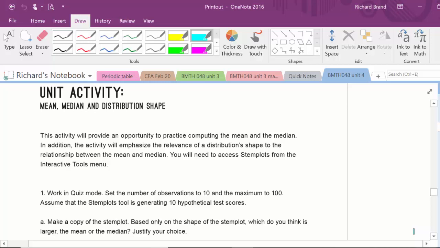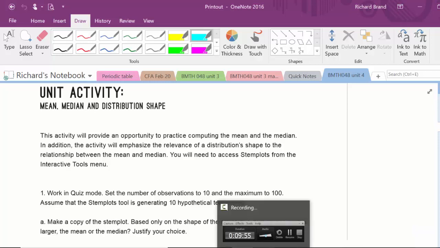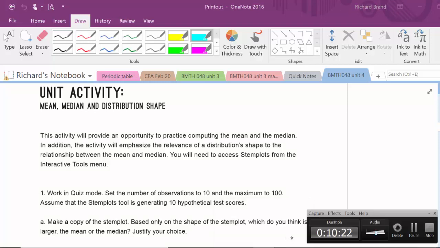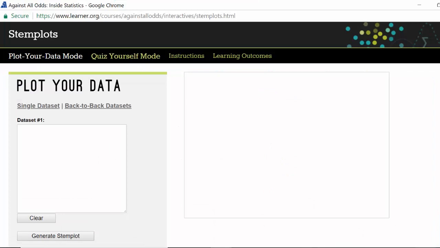So the unit activity. I'm going to do a demonstration of how you access this. One of the things you need to do is to access stem plots from the interactive tools menu. So you do that in your Moodle course because there's a direct link to the tools for working with statistics in Moodle. So you use the stem plots, plot your data mode tool.